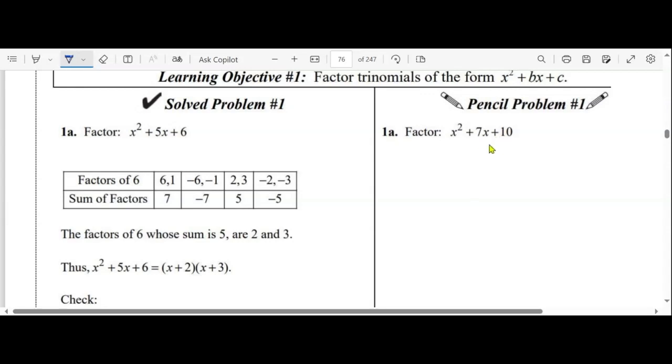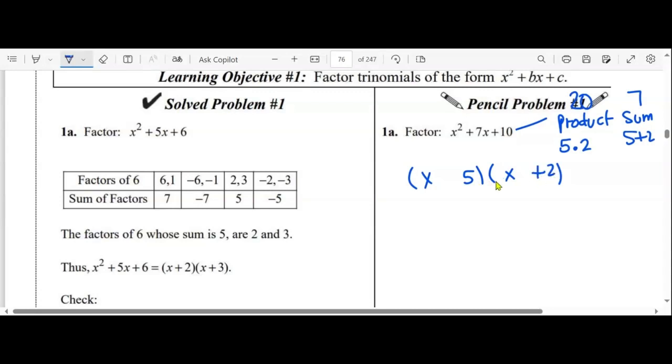Now I have here what numbers? I have 10, right? What's the product of 10? 5 times 2. And their sum? What is the sum we need? 7. 5 plus 2. Correct. Is this clear? So in this case, I'll just make 2 parentheses. X and x, 5 and 2, plus plus.